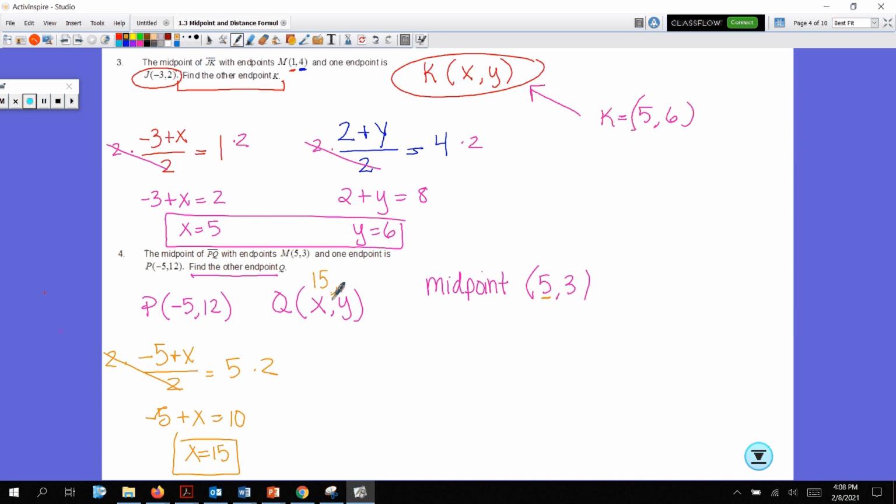Now I need to find my y coordinate. So we use our one endpoint 12 plus our other endpoint y, all of that divided by 2 is equal to my y coordinate of my midpoint, 3. Multiply both sides by 2. 12 plus y is equal to 6. Subtract 12, and y is equal to negative 6. Negative 6, right? So my point for Q is 15 comma negative 6. I probably should have written that all in orange.